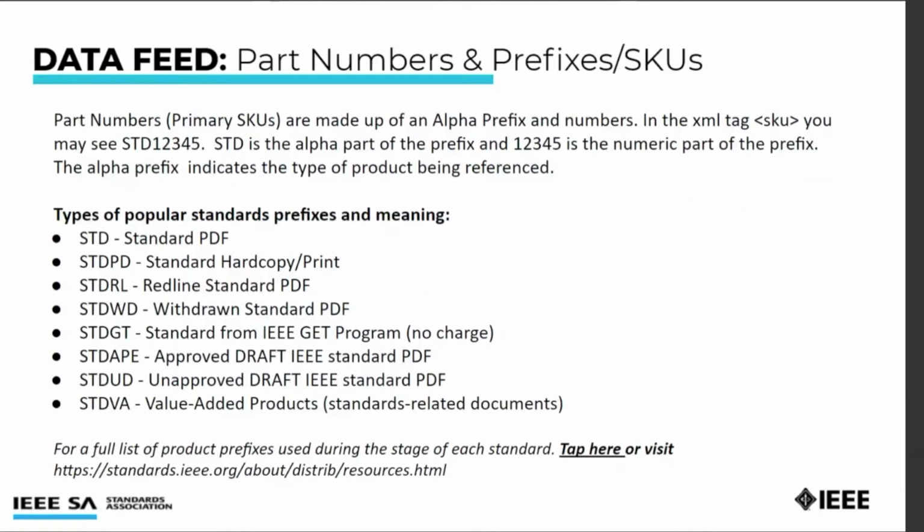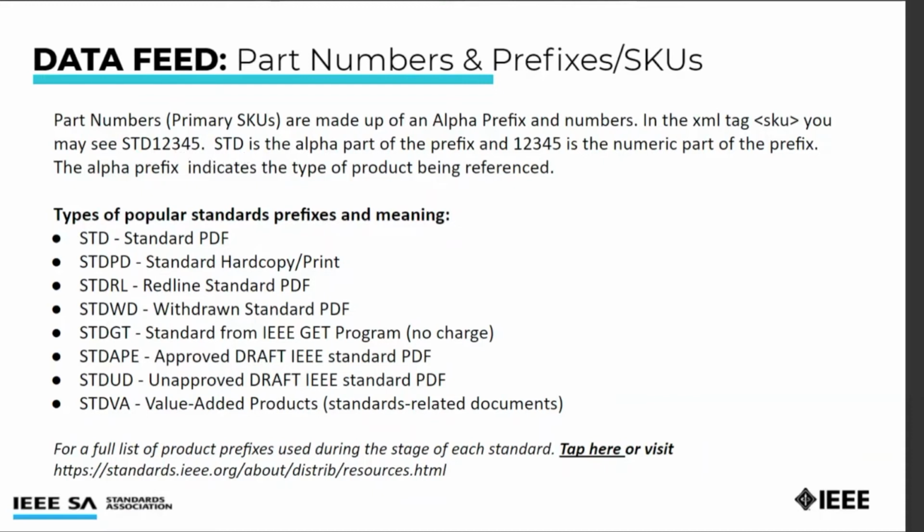Product codes, part numbers, SKUs, and part prefixes. A part number is an alphanumeric string that represents a standard product. The alpha prefix of the product code represents the format or type of document it is, such as PDF or print on demand. The numeric part of the code is randomly generated and can be different for each product for the same standard. For example, you may see STD12345 and STD-PD45678 for the same standard, but these specify different product formats.